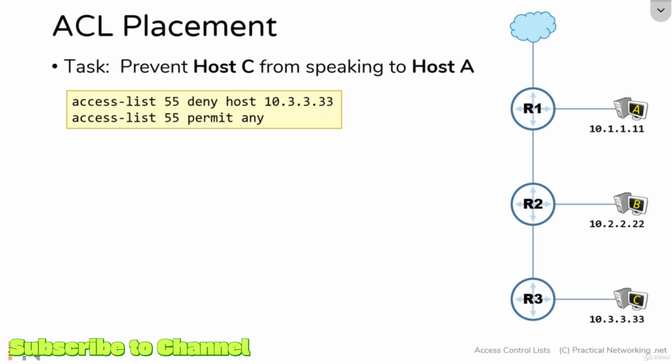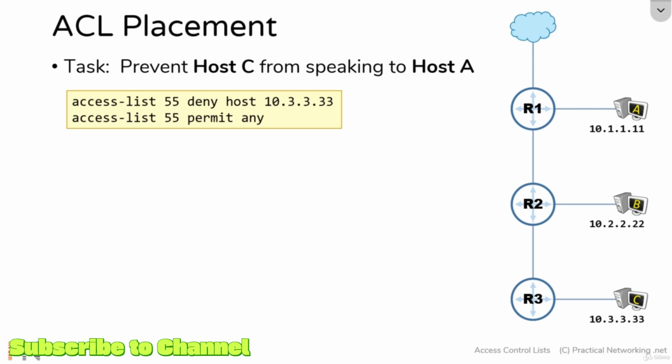This numbered standard access list is configured to deny traffic with a source IP address of 10.33.33.3. That's host C's IP address. The next line is meant to permit all remaining traffic. Now this is important because we only want to prevent host C from speaking to host A, and we don't want to inadvertently prevent host C from speaking to host B or the internet.